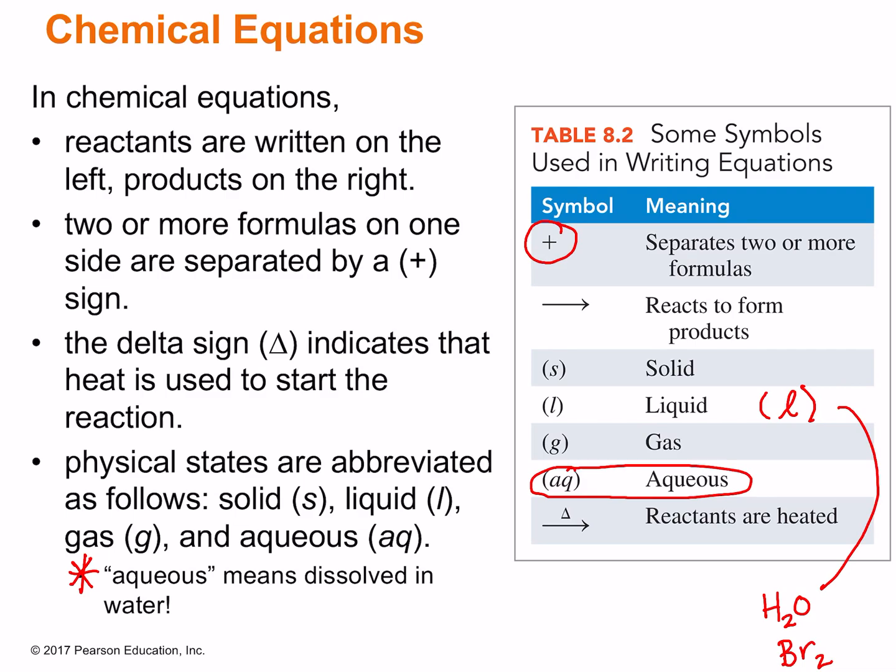And this last one, this little triangle you're seeing here, this little delta, is telling you that during the reaction, it's being heated. So that means we stuck it on a hot plate or put it over a Bunsen burner or something like that. That's what the triangle means: it's being heated.